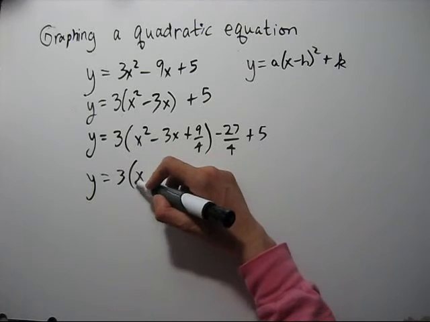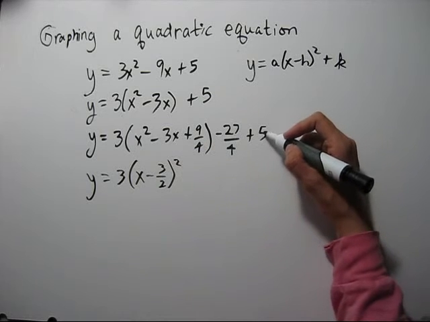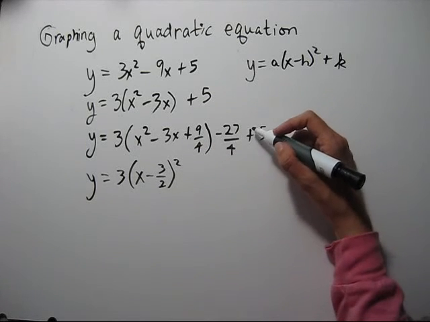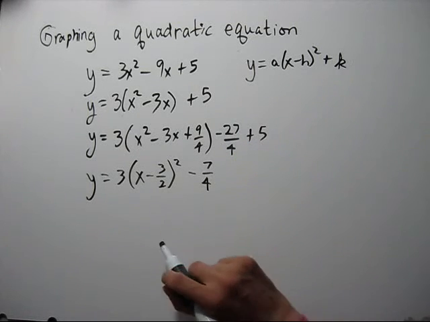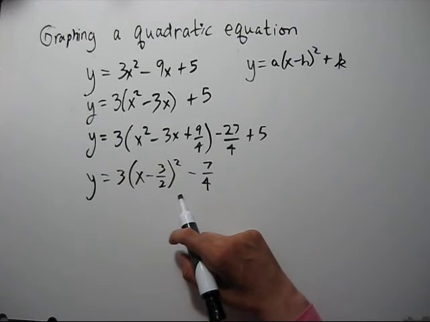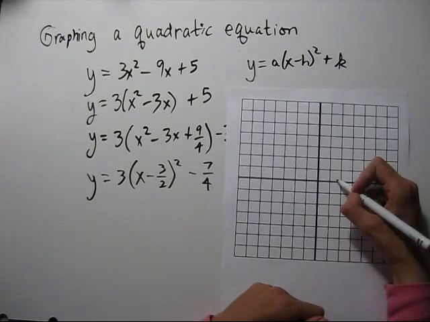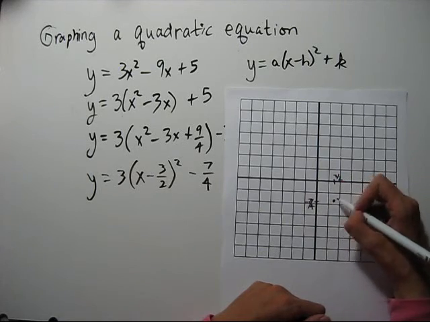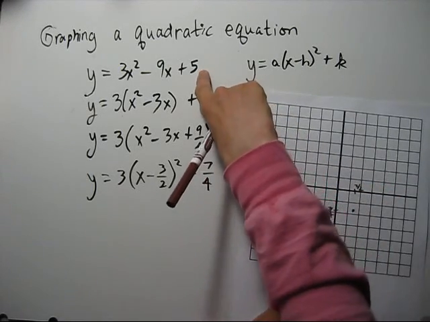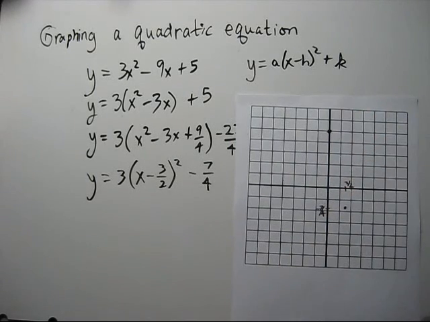Now we'll factor this into our perfect square. And 5 is 20 over 4, so we'll end up with -7/4. Now it's in this form. Our vertex is 3/2, -7/4. We're ready to graph it. So here's 3/2, here's -7/4. Our y-intercept from up here is the 5. Can get that by plugging 0 in for x.